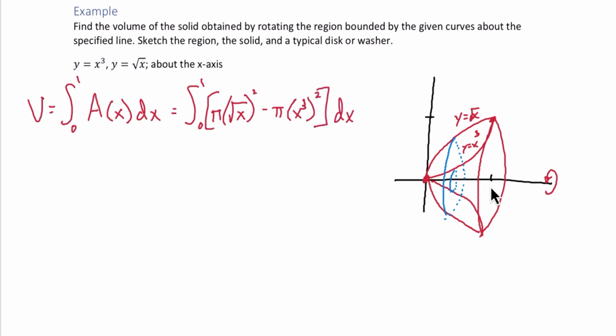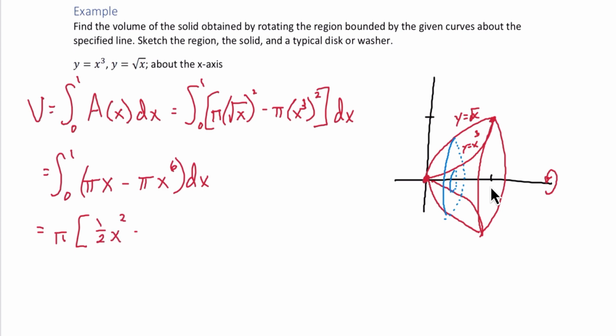and dx. Simplifying this, we have the integral from 0 to 1, pi times x minus pi times x to the 6th. Now we can integrate. I'll pull pi outside, and we now have 1/2 x squared minus 1/7 x to the 7th. And we are integrating from 0 to 1.